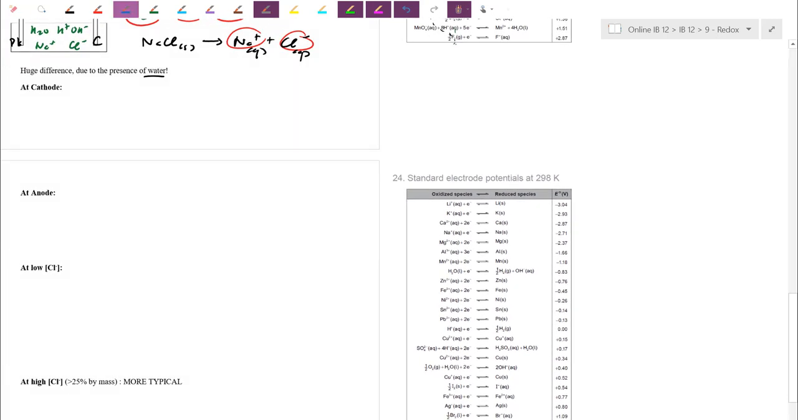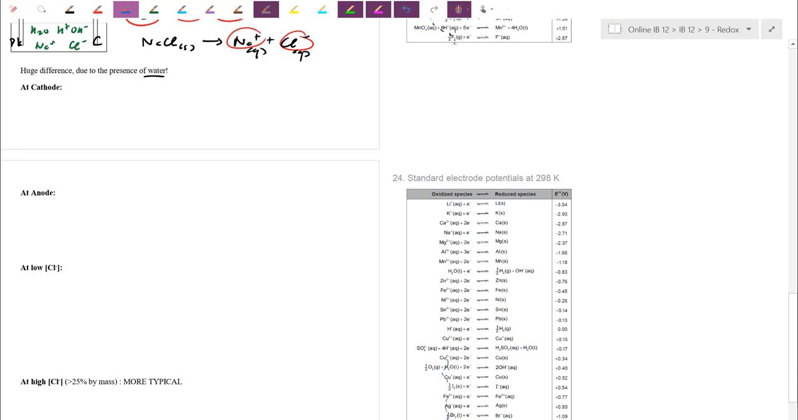Starting from the bottom left and going upwards, I'm going to find my first match. Can I run this reaction? Well, no. I don't have permanganate, can't do that. I have chloride ion, Cl minus. I do not have Cl2, so keep going. I have H plus, don't have water, keep going.